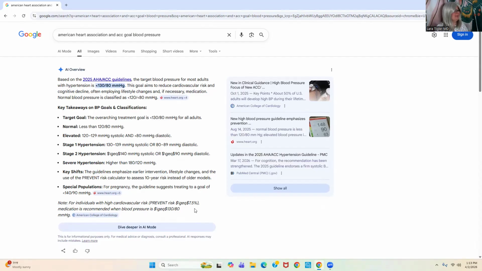So please type that in and see down here, target goal, the overarching treatment goal is less than 130/80. Normal is actually less than 120/80, as I said. Elevated is between 120 and 129 for the top number, or the systolic. Stage 1 hypertension. Now, just to let you know, we don't often talk in stages when we talk with patients.